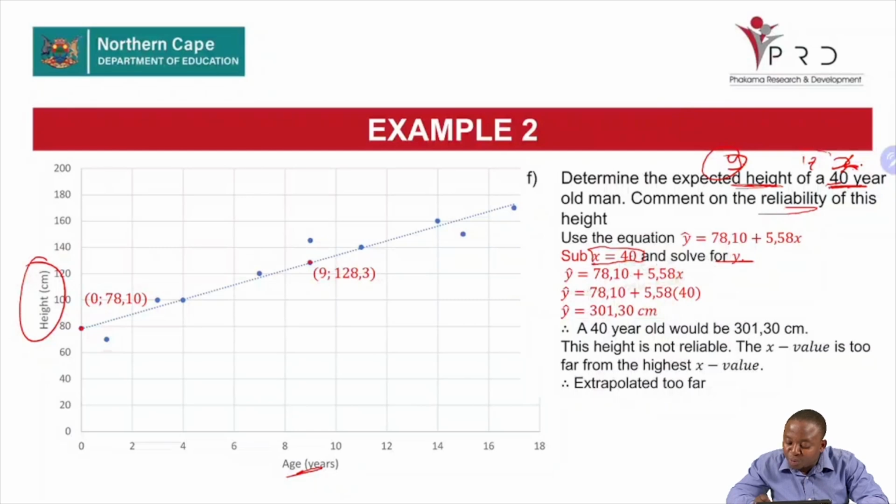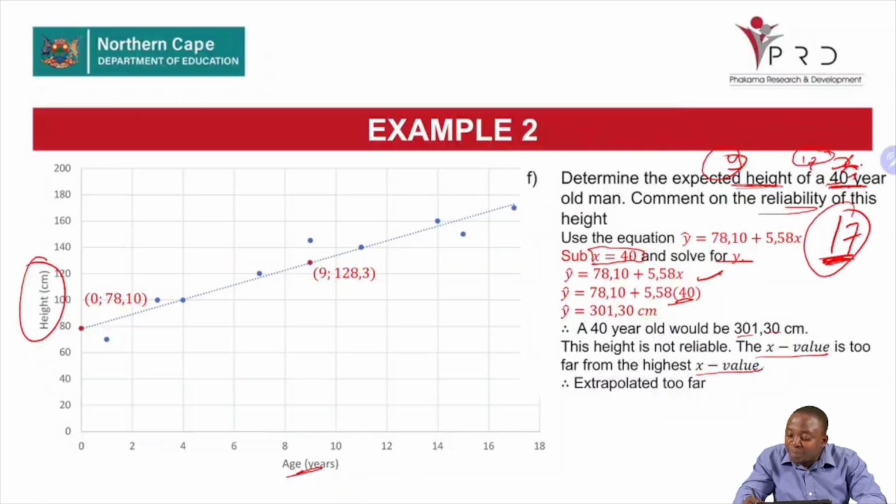In the space of x we put 40, then we solve for y, and y is greater than 130 centimeters. That is to say, according to this extrapolation, a 40-year-old man would be greater than 130 centimeters. This height is not reliable. Why? The x value is far from the highest x value. Our highest x value is 17, but we are extrapolating at 40. So 40 is too far from the highest.